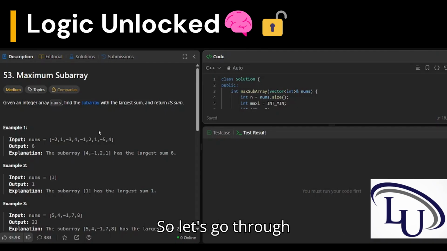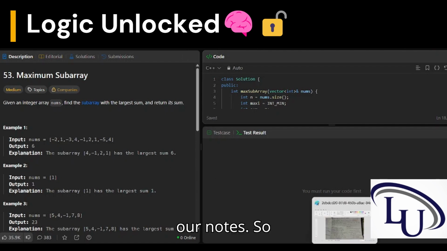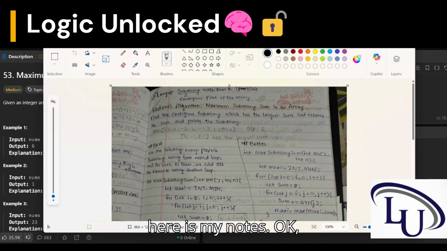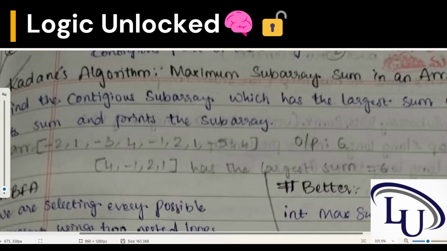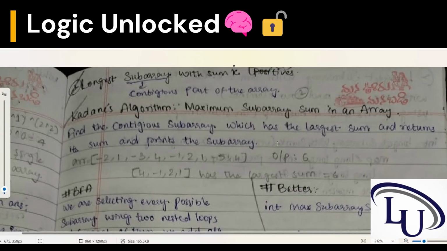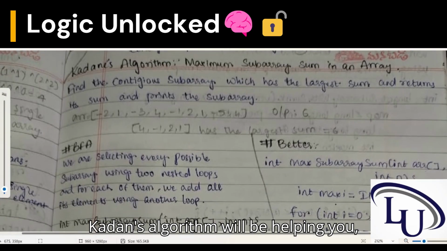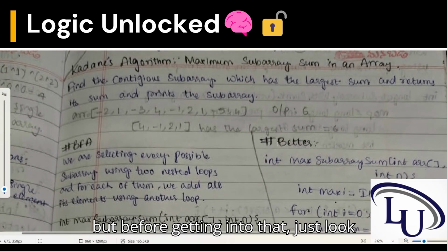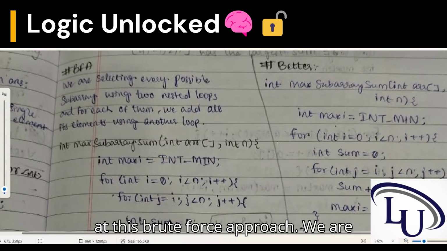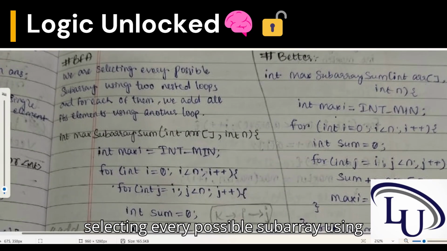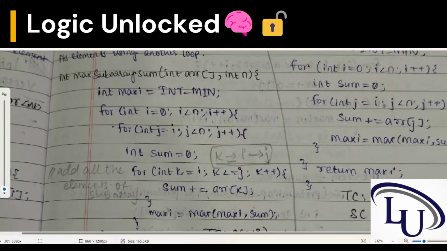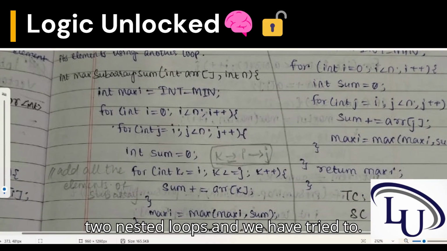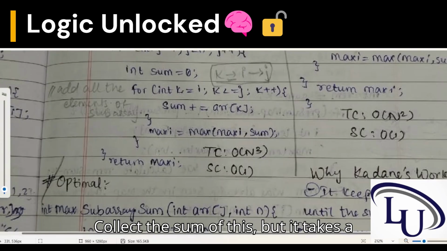So let's go through our notes. So here are my notes. Kadane's algorithm will be helping you. But before getting into that, just look at this brute force approach. We are selecting every possible subarray using two nested loops, and we try to collect the sum of each.